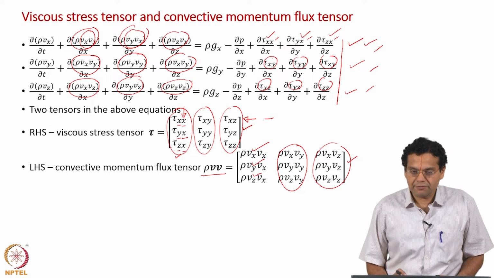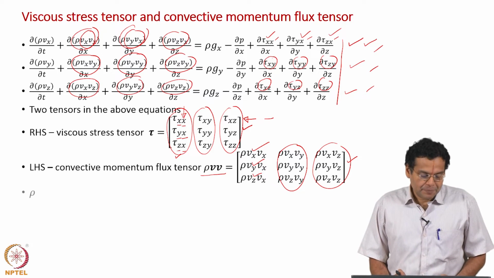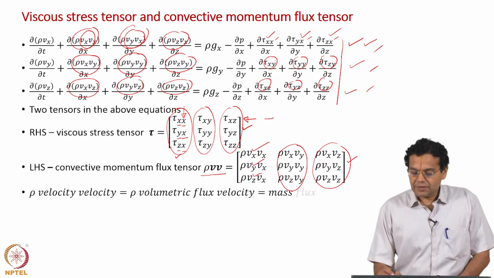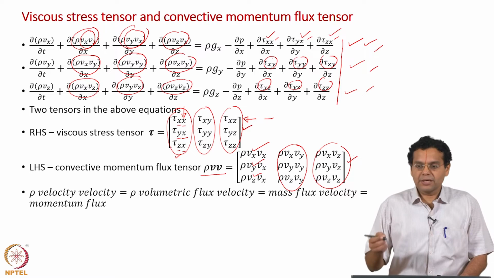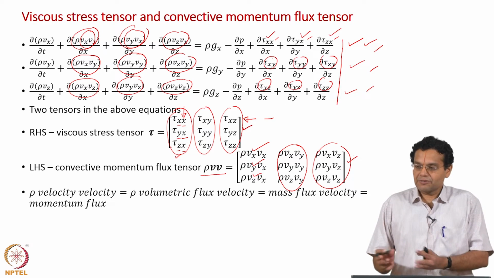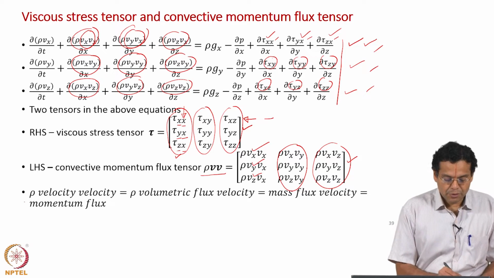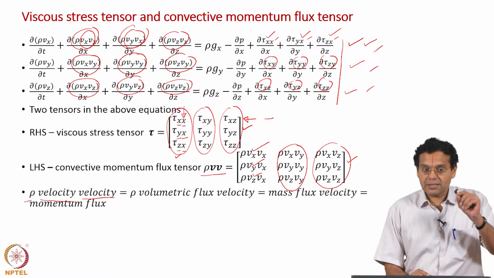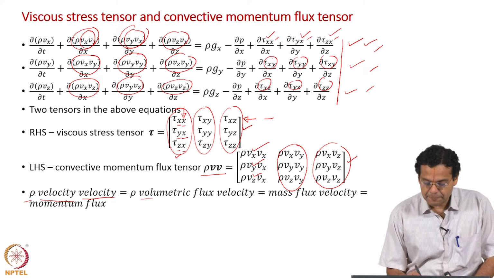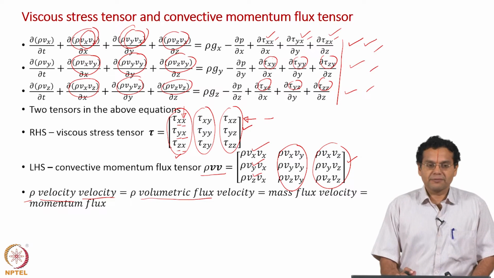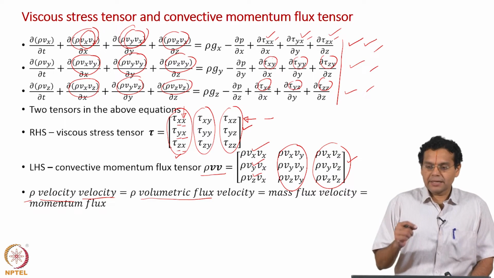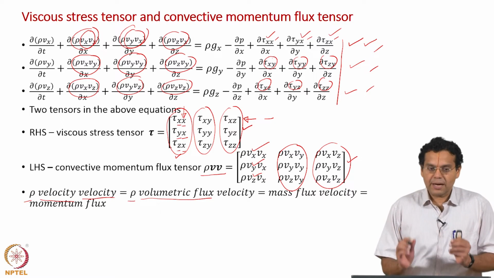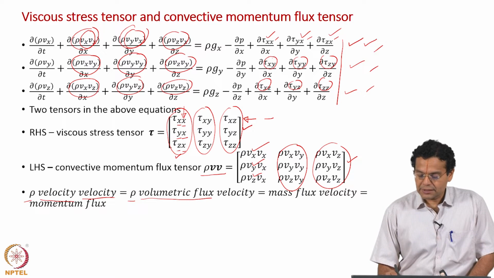Why is it momentum flux? What I have written here is a general expression, all of them are rho into velocity into velocity. Of course, different directions are there. Now, we will take the first velocity and understand it as the volumetric flux. We have seen that velocity can be interpreted as volumetric flux, and multiplying by density you get the mass flux. And that is what is written here.